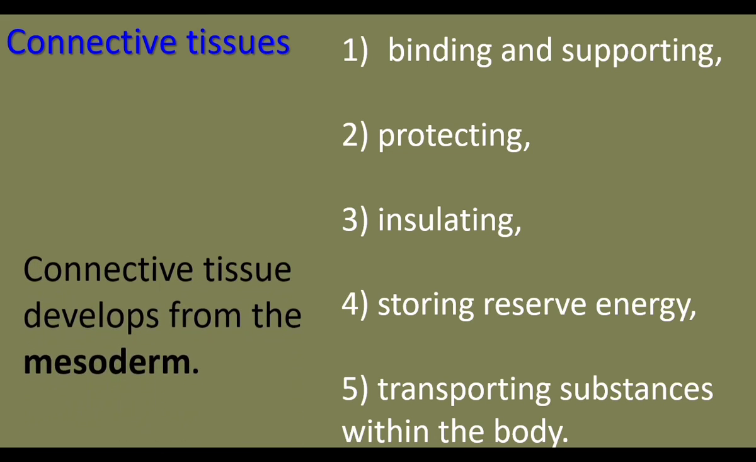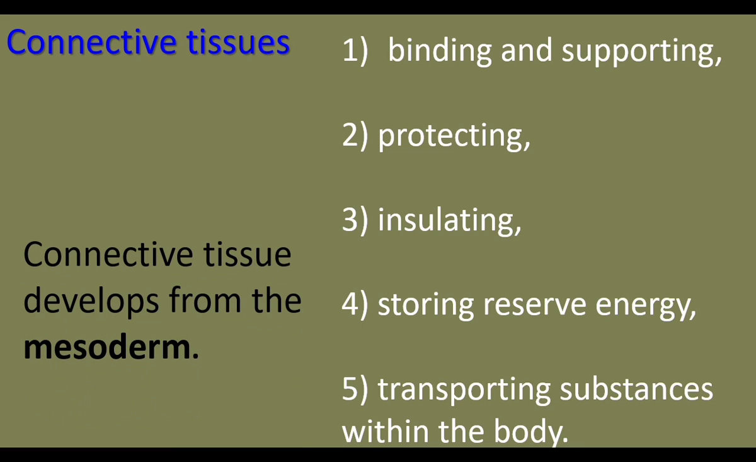Connective tissues develop from mesoderm. Triploblastic organisms have outer ectoderm, inner endoderm, and middle mesoderm. From the mesoderm, connective tissues develop.